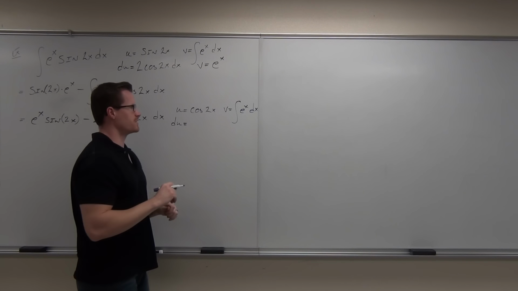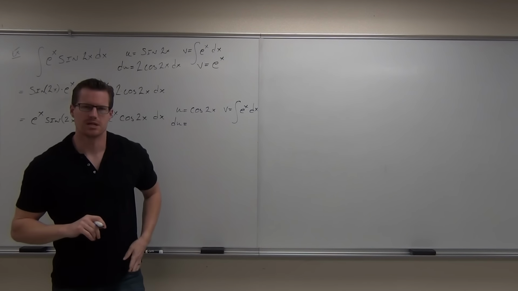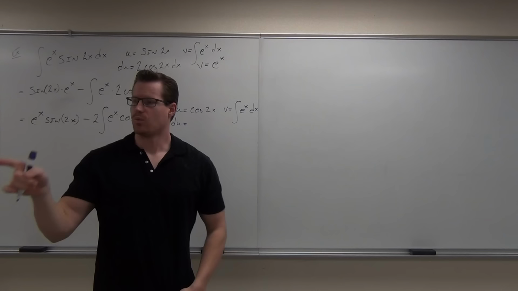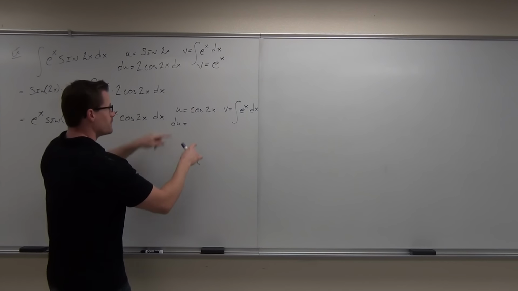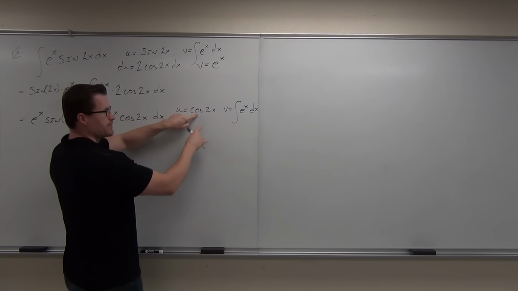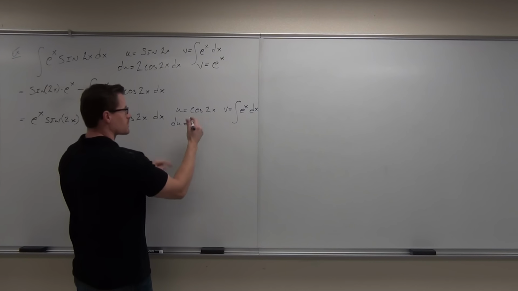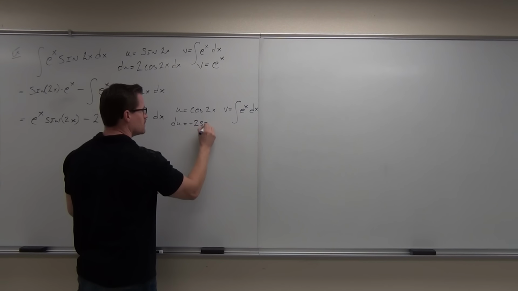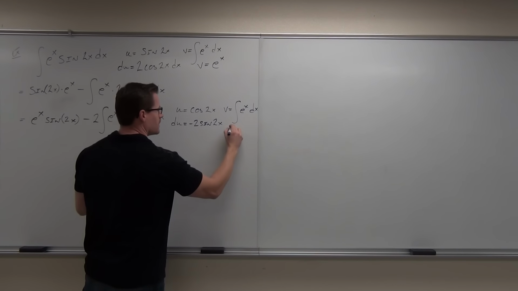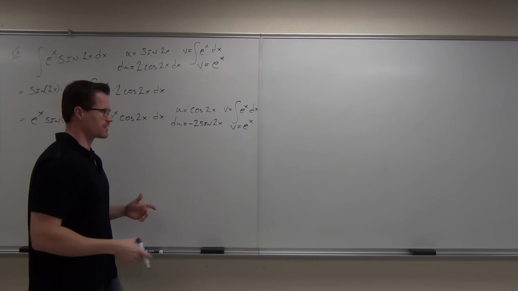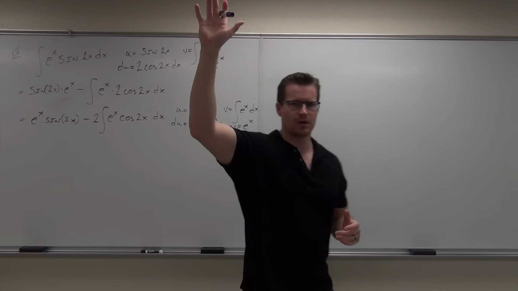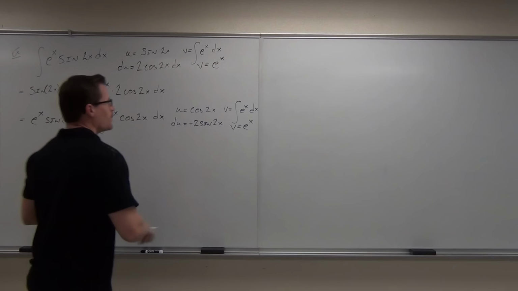Du, help me out with the du. What's the du going to be? Negative 2 sine. Why negative? Because the derivative of cosine is negative. Good, negative sign. So this is going to give us a negative sign. The chain rule is going to give us a 2. So we're going to have negative 2 sine 2x. And v is going to equal, that's pretty easy. The integral of e to the x is e to the x. Show of hands if you feel okay with that one so far. Good deal. Now, we're going to wrap this thing up.